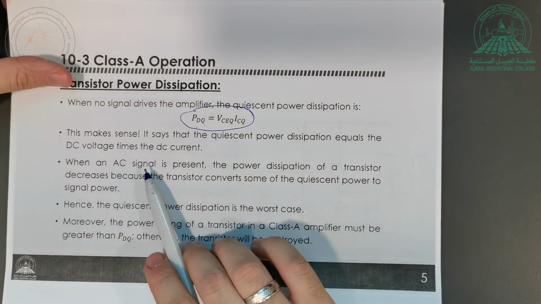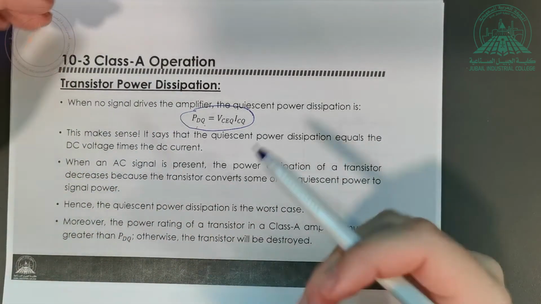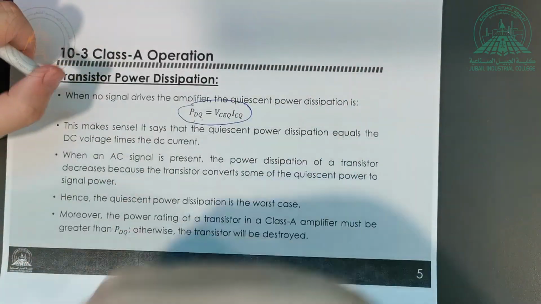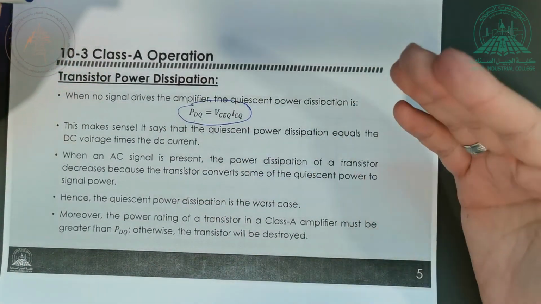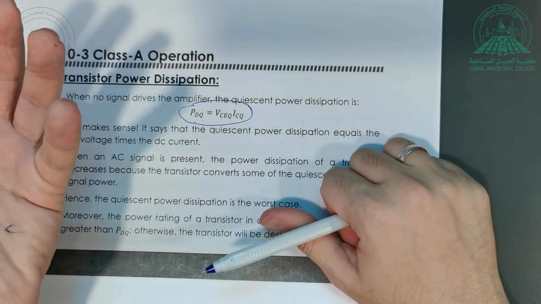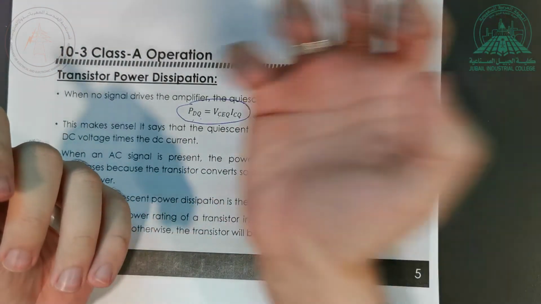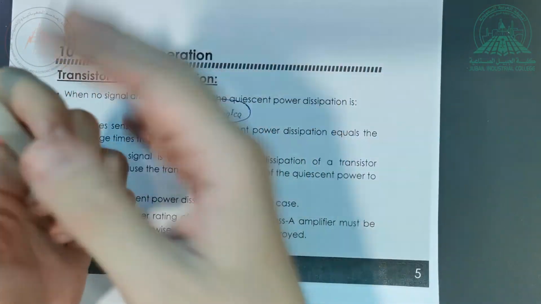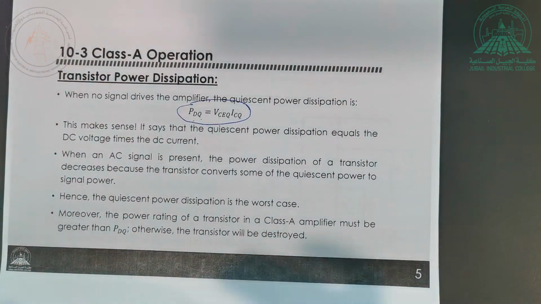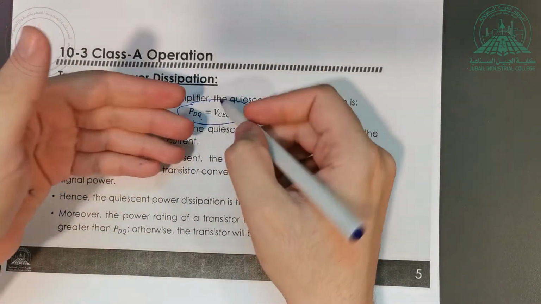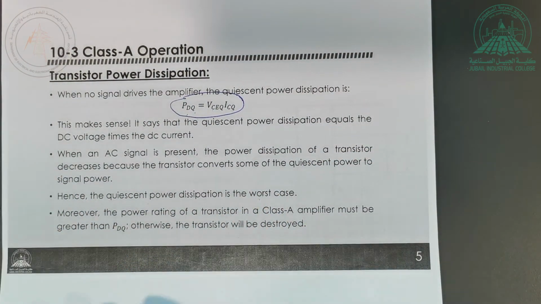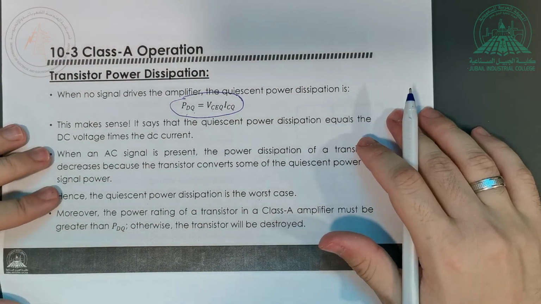Now, when you apply an AC signal, the transistor will work, and it will take some of the DC voltage and shape it into AC. This is how the amplifier works, right? It will take your input, the weak AC signal, look at it, and then take the high DC and shape it in the form of the small AC, making it a big AC. That's why this will decrease. Hence, the quiescent power dissipation is the worst case. When there is no input signal, this will be the worst case.